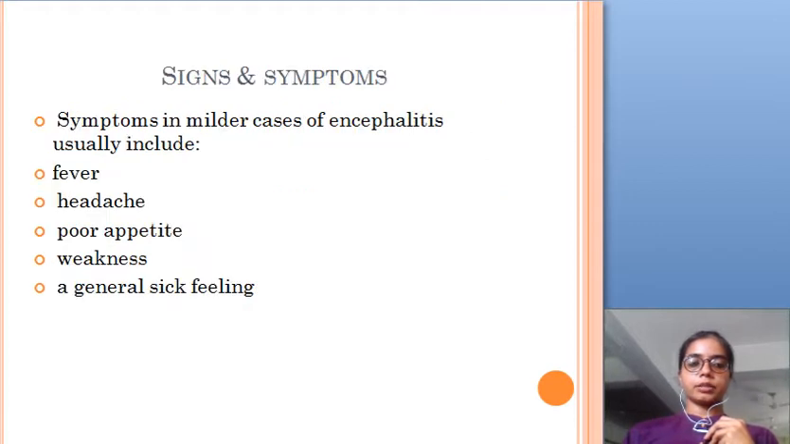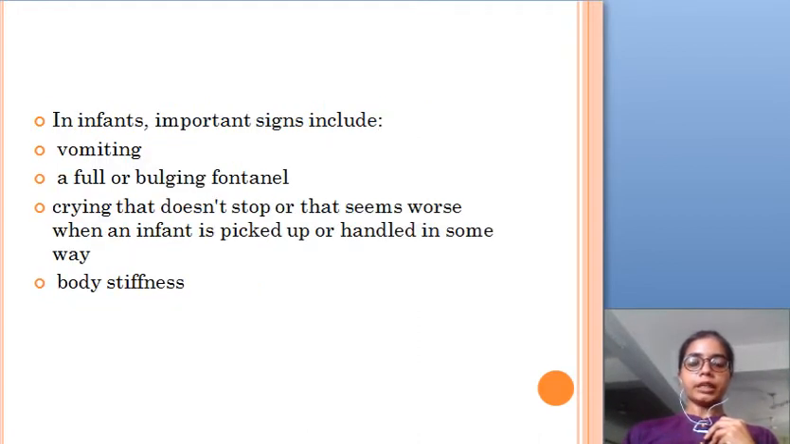The signs and symptoms. Symptoms in milder cases usually include fever, headache, poor appetite, weakness, and a general sick feeling, which is known as malaise. In infants, the most important signs include vomiting, again a result of increased intracranial pressure, a full or bulging frontal fontanelle, again do a Kraft sign examination, and crying that doesn't stop or that seems to worsen when an infant is picked up or handled in some way. This will disturb the intracranial pressure, therefore it worsens. Body stiffness.